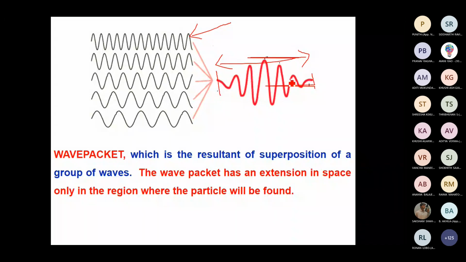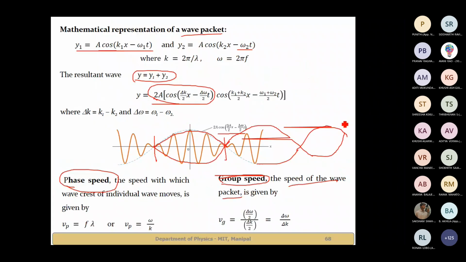And please note, the speed of the wave packet is nothing but the speed of the particle itself. So we can represent the particle speed by the speed of the wave packet itself. Okay, so please note, once again I'll repeat.